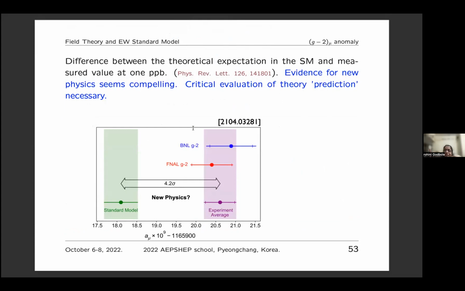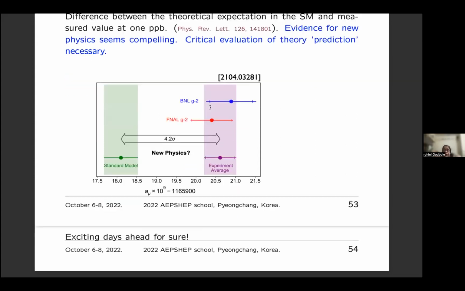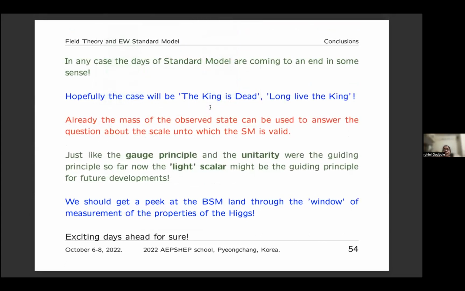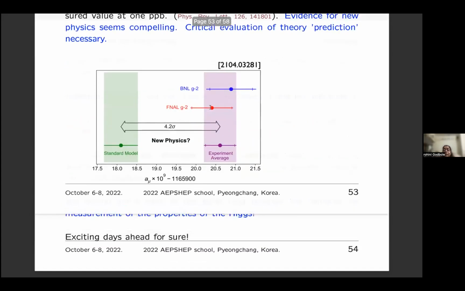Then the g-2, in a couple of minutes? Actually just the last two slides now. The difference between the theoretical expectation of the Standard Model and the measured value for the g-2 is at the level of 1 part per billion. This is perhaps evidence where new physics seems to be compelling, but you need a critical evaluation of the theory prediction. And here we need the knowledge of QCD at very small scales. There are interesting interplays between precision measurements and these discrepancies, and some people are investigating that. I think I have already discussed the last one, namely the MW discrepancy.